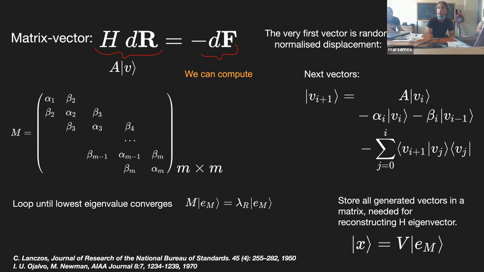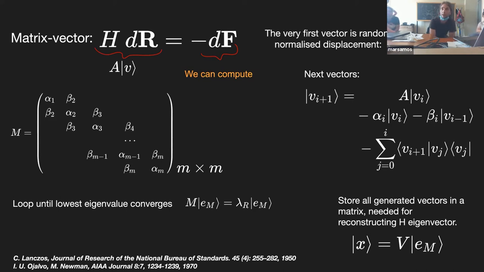And then the next vectors are generated with this Lanczos procedure that you see on the right in the middle. That is, each next vector is basically composed of this matrix vector multiplication, so in our case, the force. And then some other terms, which essentially are due to making the next vector orthogonal to all the previous vectors. The last term, the sum, is just the Gram-Schmidt orthogonalization, which is only needed for making the algorithm numerically stable. And then the other two parts, the factors alpha and beta, are factors which make the next vector. So alpha makes it orthogonal to the current vector, and the beta factor makes it orthogonal to the previous vector.